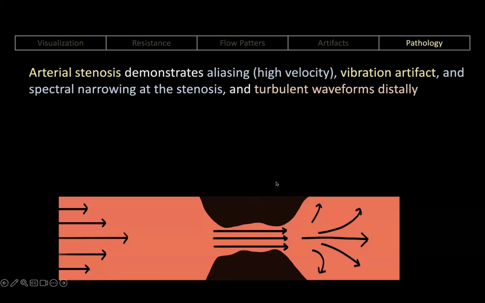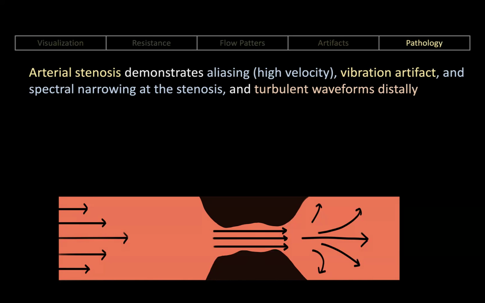And so you get high velocity right at the area of stenosis. But the other important artifacts that we can see is vibration, which can be created from this. So we can see vibration both on the color Doppler, but also on the spectral Doppler waveform. And then also the waveform pattern changes.